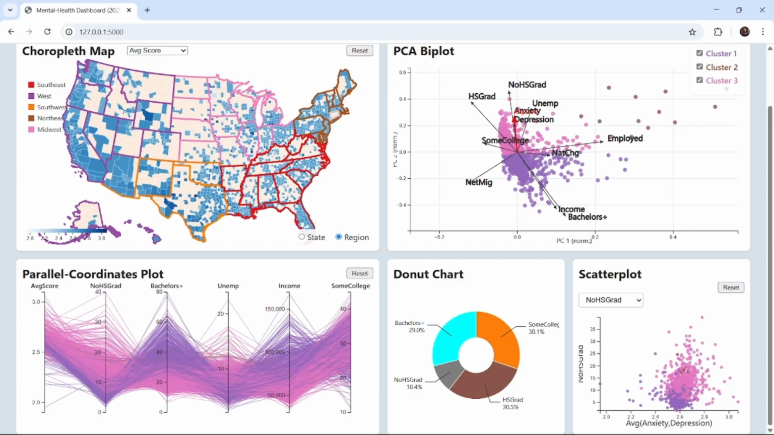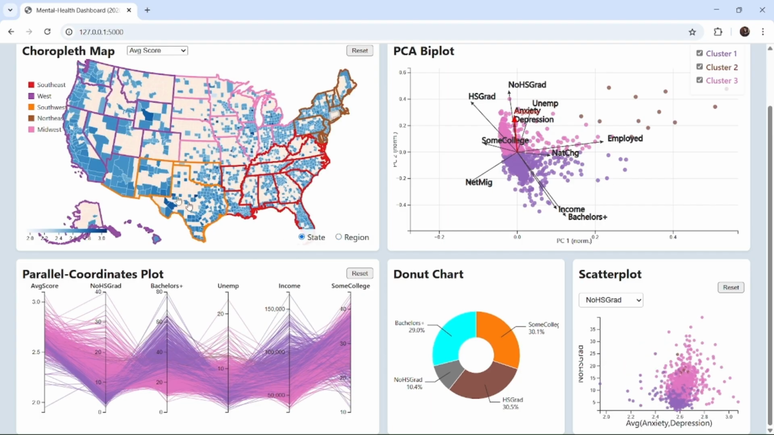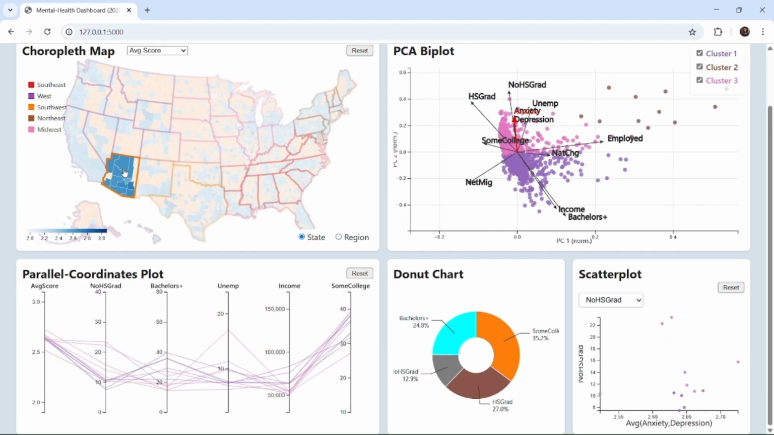If you select a region, so the Southwest region is selected now, all the other plots update to reflect only that subset of counties. You could also just select a state, and it's going to show the data points belonging to that particular state in all the other plots.